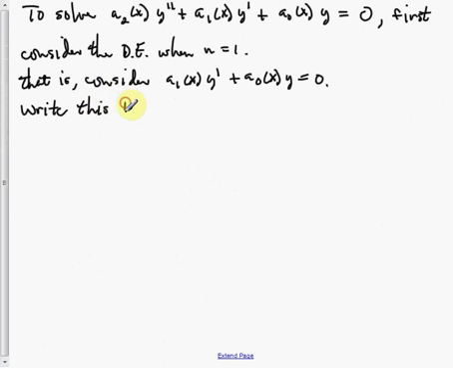Right, this differential equation is in the form a times y prime plus b times y equal to 0. Just call the coefficient a sub 1 of x, a, and the coefficient a naught of x, b. You recognize that this can be solved by separation of variables.